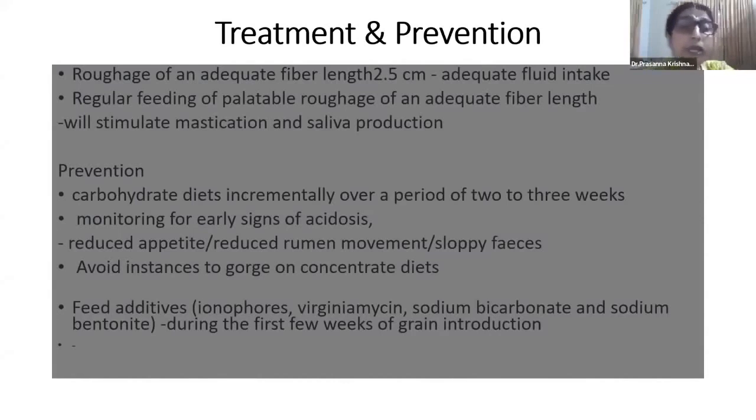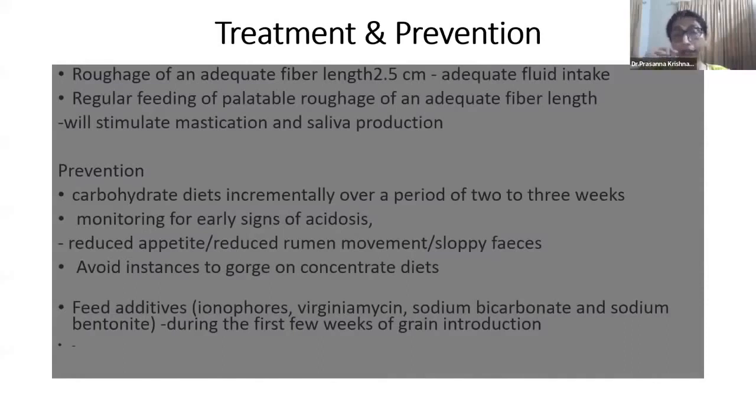And for prevention, while you're giving carbohydrate diets, increase the amount gradually, stage by stage, over a period of 2 or 3 weeks. When you give it extensively, closely monitor the animal for early signs of acidosis, like reduced appetite, reduced rumen movement, or sloppy feces. And never give a chance to gorge on the concentrate diet. So you should be very careful while giving concentrate. And then give importance to feed additives like soda bicarb, bentonite, and ionophores. They are also helpful, especially during the first few weeks of grain introduction.